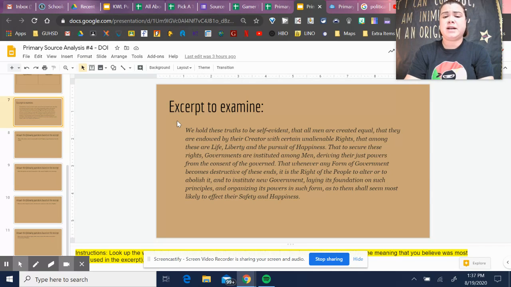We hold these truths to be self-evident, that all men are created equal, that they are endowed by their Creator with certain unalienable rights, that among these are life, liberty, and the pursuit of happiness. That to secure these rights, governments are instituted among men, deriving their just powers from the consent of the governed. That whenever any form of government becomes destructive of these ends, it is the right of the people to alter or to abolish it, and to institute new government, laying its foundation on such principles and organizing its powers in such form as to them shall seem most likely to affect their safety and happiness.